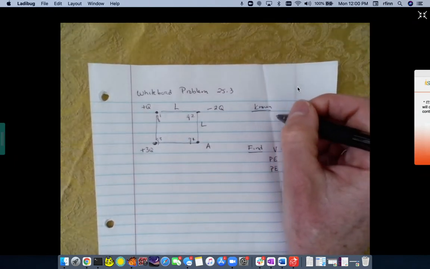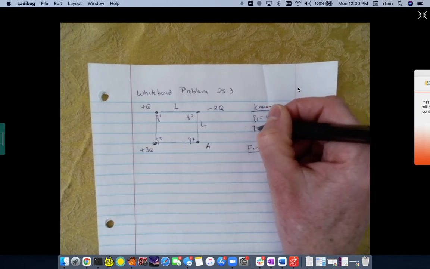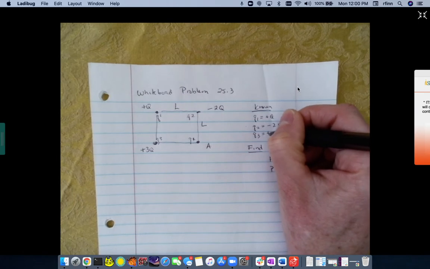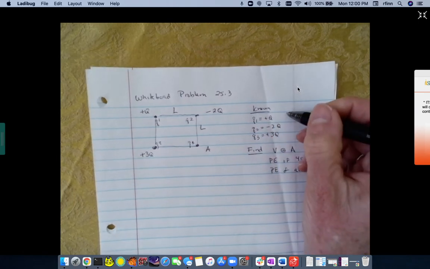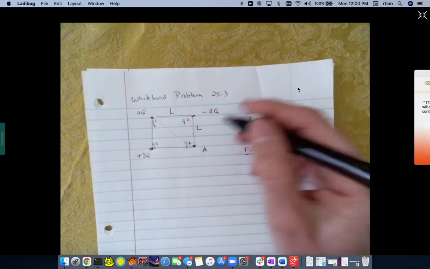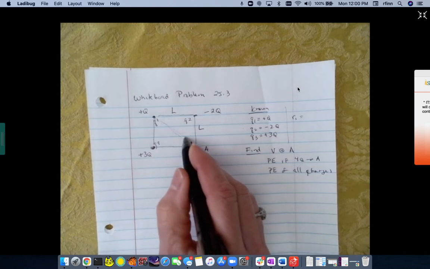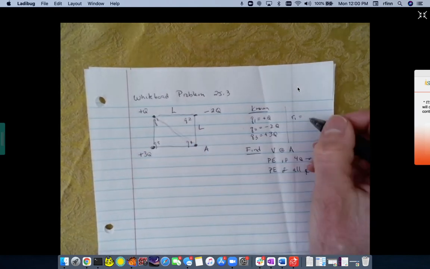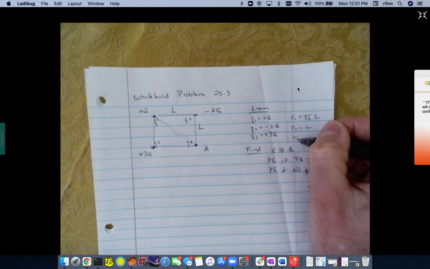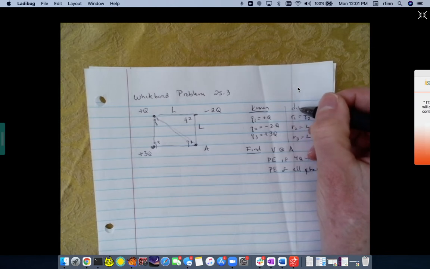Okay, so we know Q1 is plus Q. We know Q2 is minus 2Q. And we know Q3 is plus 3Q. We need to know the distances from all of these, right? So we know R1 is going to be the square root of 2 times L, because it's the diagonal of the square. R2 is L, and R3 is L. This is a distance to point A.